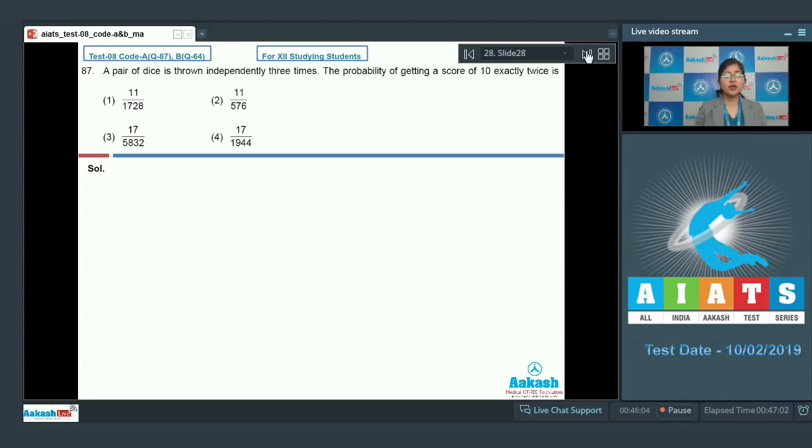Next is question number 87, which says that a pair of dice is thrown independently 3 times. The probability of getting a score of 10 exactly twice is. Let us see in which ways we can get a score of 10. The possibilities are (4, 6), (6, 4) and (5, 5). These are the only 3 possibilities.